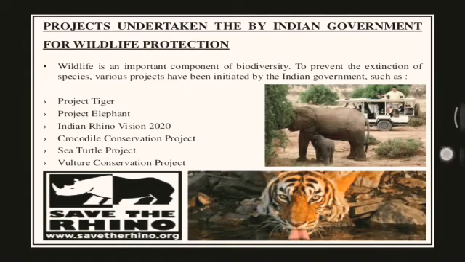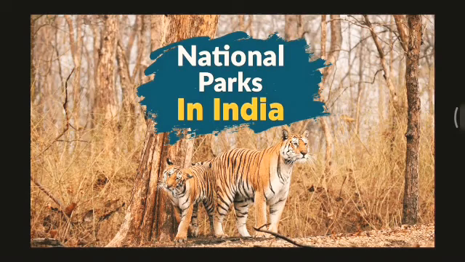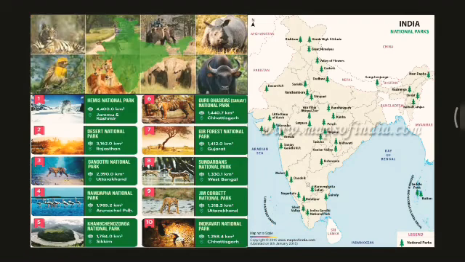Now, one by one, first we have the national parks in India. Now, what is a national park? A national park is a reserved area of land owned by the government, where activities such as grazing, forestry and cultivation are all prohibited. Nothing can be done. These are strictly reserved for the protection of wildlife. For example, Jim Corbett in Uttarakhand, Gir Forest in Gujarat, Kaziranga in Assam, and Sundarbans in West Bengal are some prominent ones.